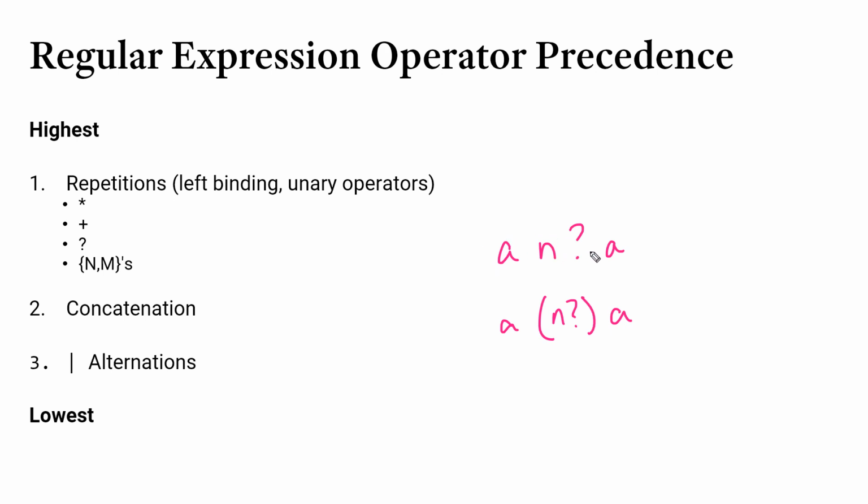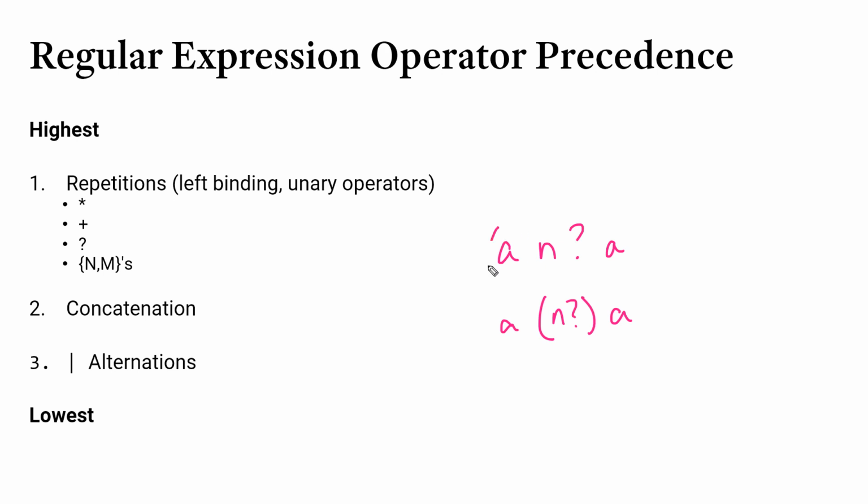It's not "an" question mark. And the reason for that is because repetitions, these operators, the asterisk, the 1 or more, 0 or 1, or some specific range, those are the highest order of precedence in our little language here, right? So because this question mark is a higher order of precedence than our implicit concatenations, right? It's as if we had written it like this.